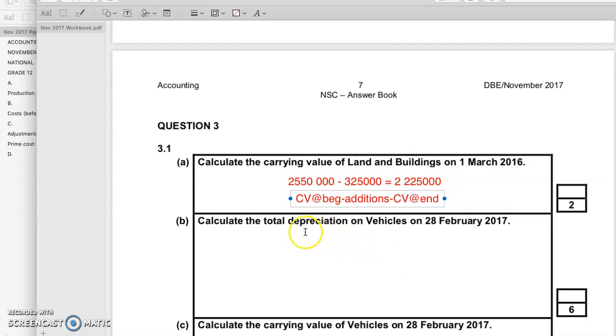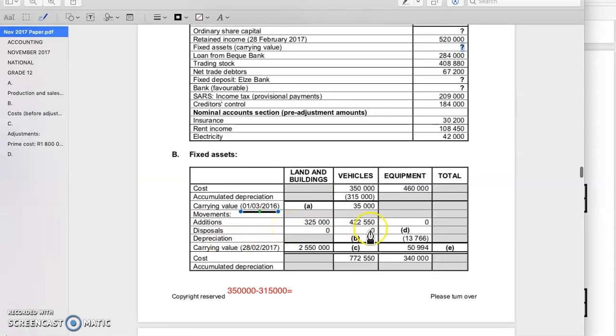Next, we want to calculate total depreciation on vehicles at the year end. Okay, so let's see. What do we know about our vehicles? We want to calculate this amount B. We know that our vehicles at the beginning of the year cost us $350,000. Our carrying value at the beginning was $35,000. So right here, 350 minus 315 is 35,000.